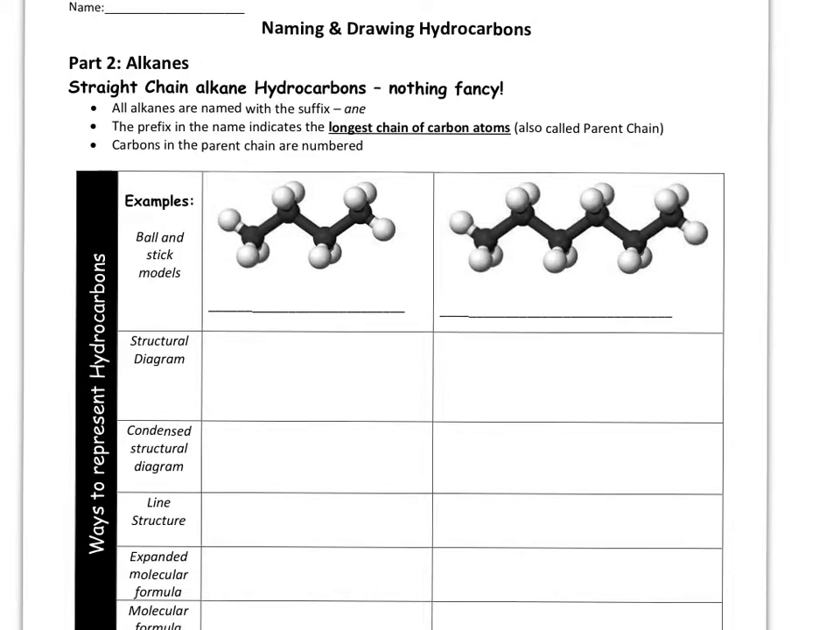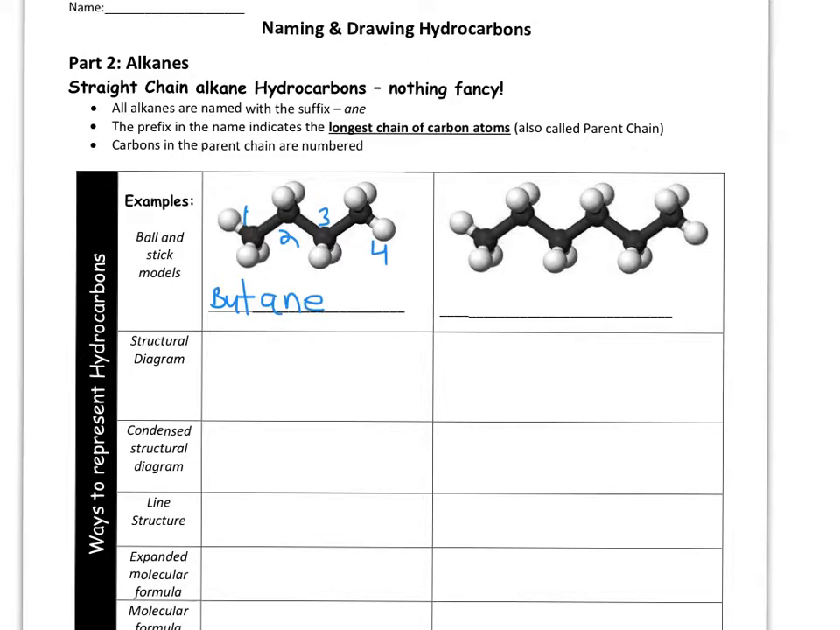Before we get started in doing a lot of naming, we're going to look at different ways that these hydrocarbons can be represented. So the first way is the diagram here. This is the ball and stick model. And if we wanted to name this, we simply just have to figure out how many carbons we have. So we'll count them. 1, 2, 3, 4. So because we have 4, our prefix is but. And because it's an alkane single bond, our suffix is ane. So we have a butane here.